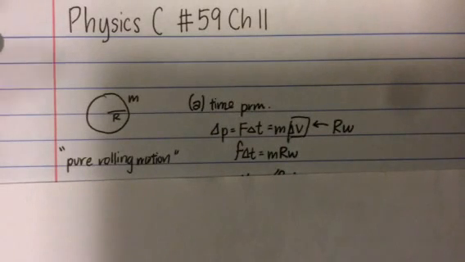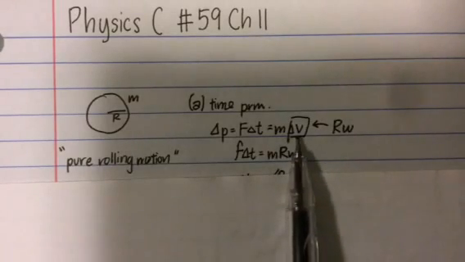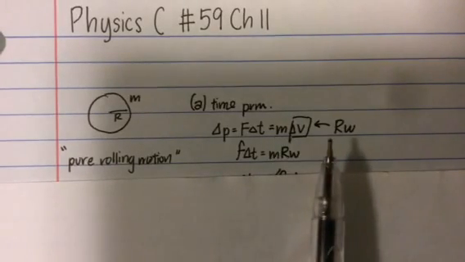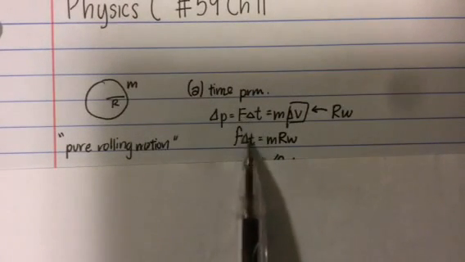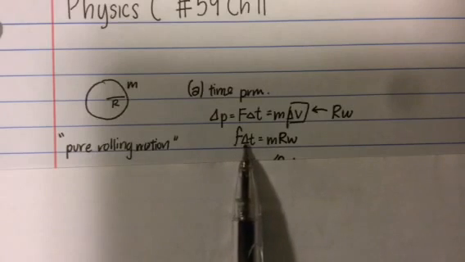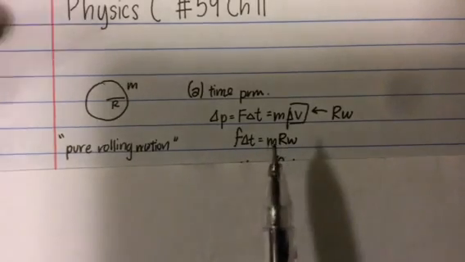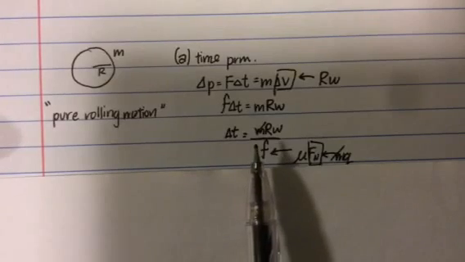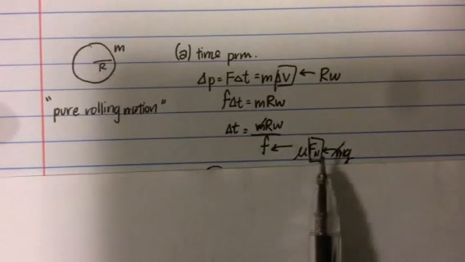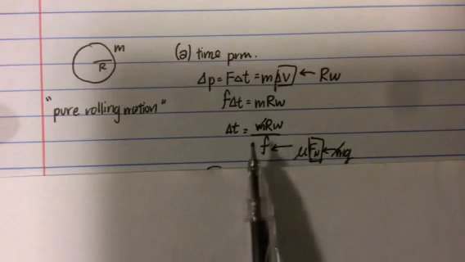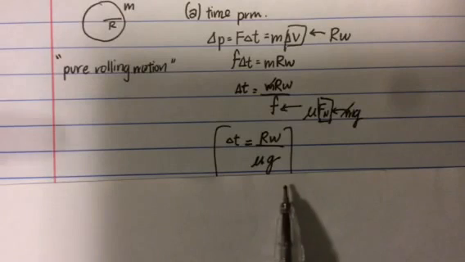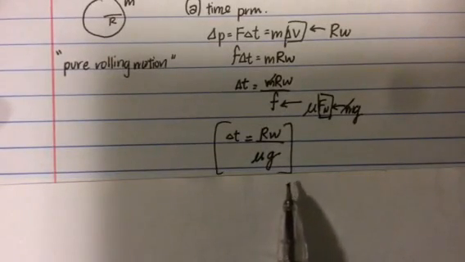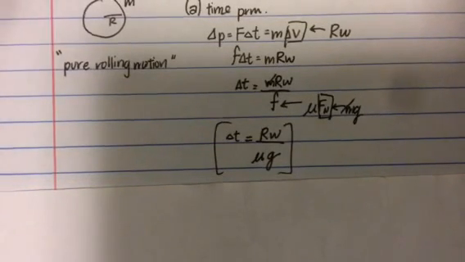Alright, so we know that the change in momentum equals force times change in time, which also equals mass times change in velocity. We also know that the velocity equals r omega, so we're going to plug that in. And keep in mind that the only force there is friction. So we're going to plug that in and say force times change in time equals m r omega. And then you're going to solve it. And remember, friction is mu times the normal force, and the normal force is mg. Then we're going to plug that in, cross out the m's, and you're going to get change in time equals r omega over coefficient of friction times gravity. See? That was pretty easy.